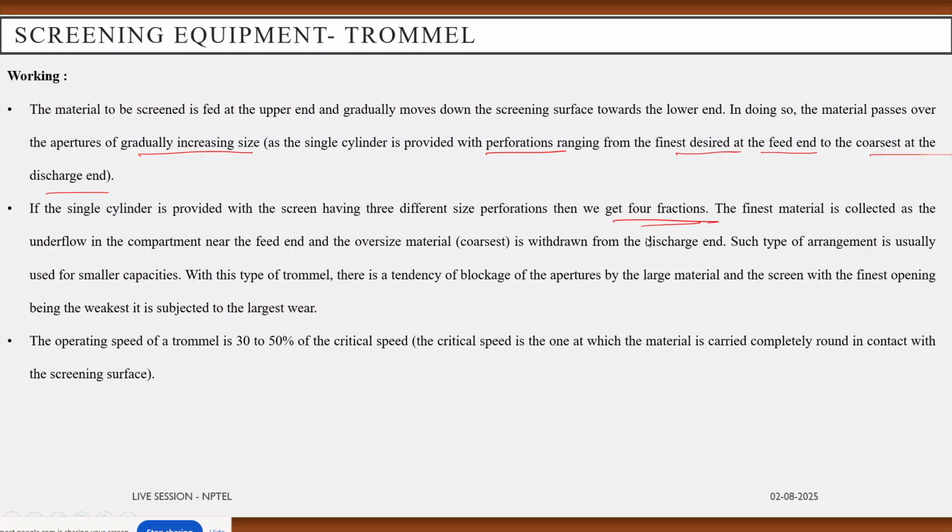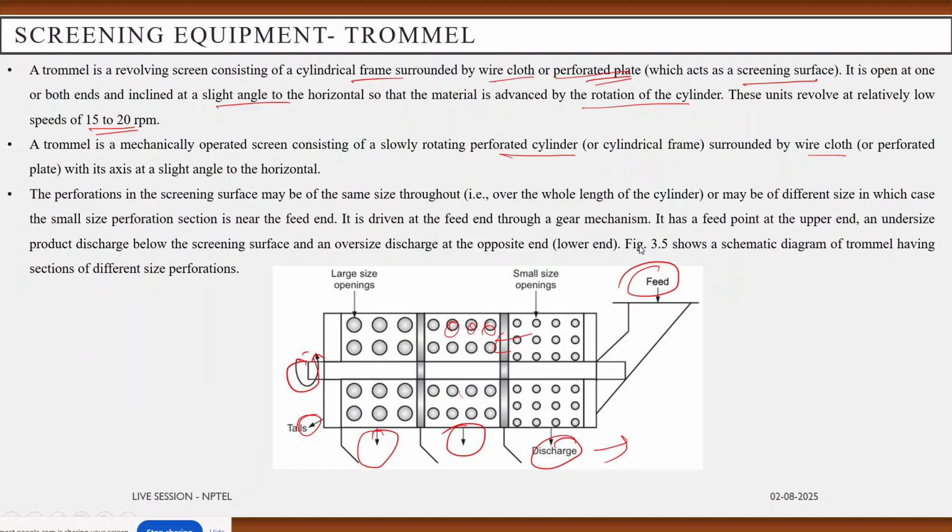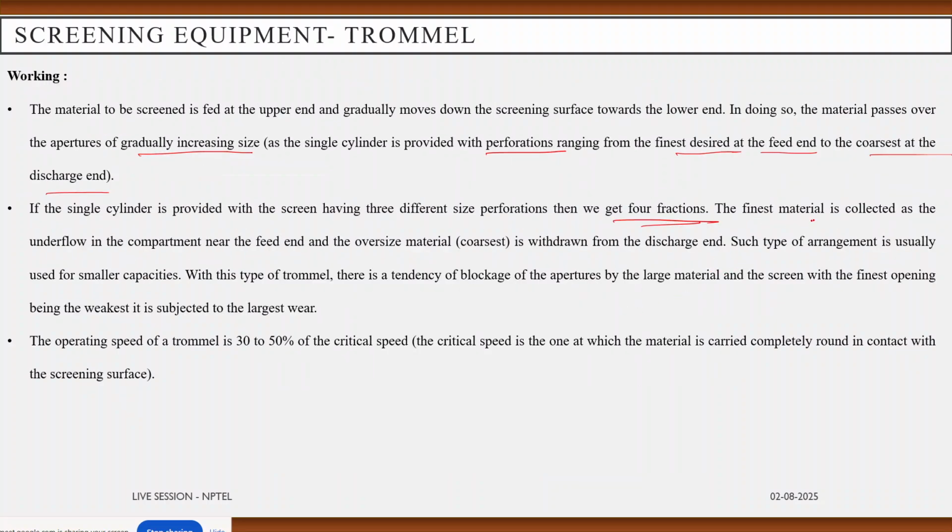You can see this one. The fractions we get are the discharge, the two sizes, and the tails, four fractions we get. The finest material is collected as the underflow in the compartment nearest to the feed chamber, and the oversized material is withdrawn from the discharge end.